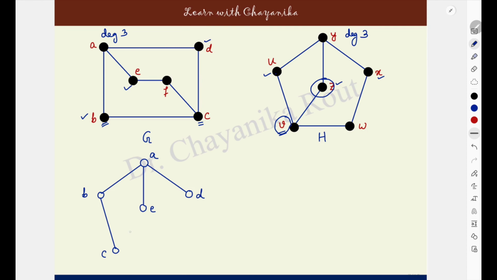So in the redrawn figure of G, I need to make C and E adjacent to match the structure of H. But in my original graph G, C and E are not adjacent. This vertex and this vertex, C and E are non-adjacent vertices. So I cannot draw the edge CE in the redrawn figure because I am not changing any adjacencies. I am just redrawing it in a different orientation. All the adjacencies will remain intact. So what do I need to change then?